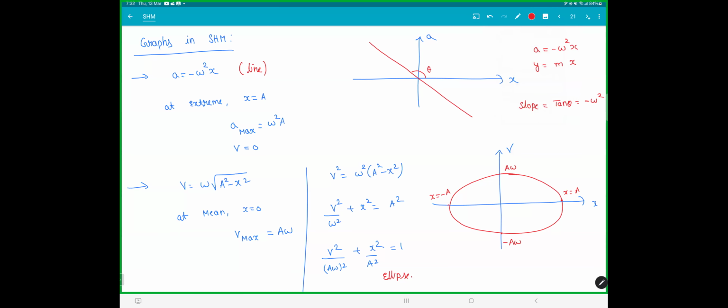Is this clear, everyone? These sort of standard graphs. Vx graph is a good one. That would be a proper mains question. Ax graph will be a CT level question.